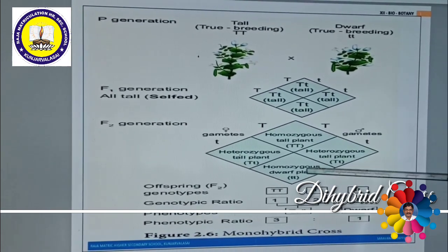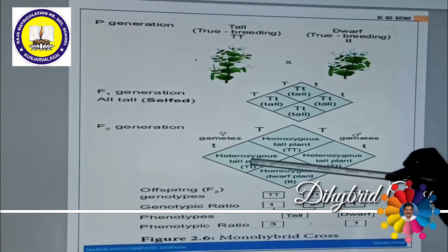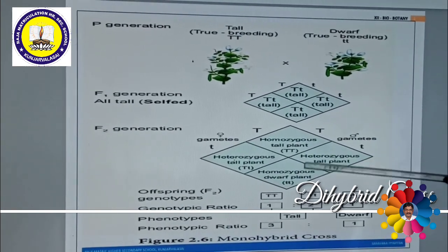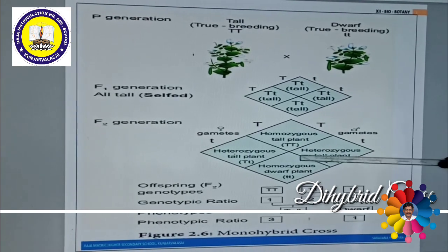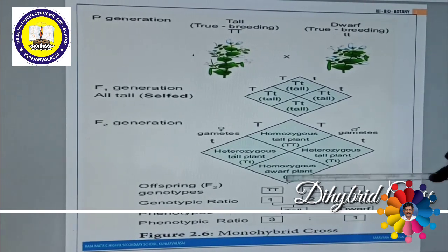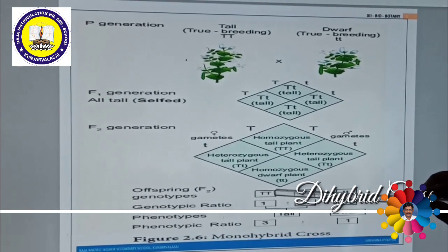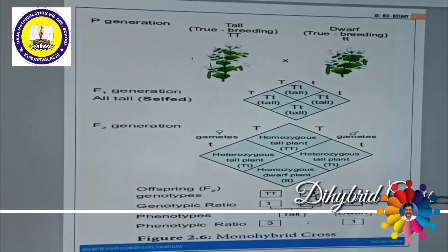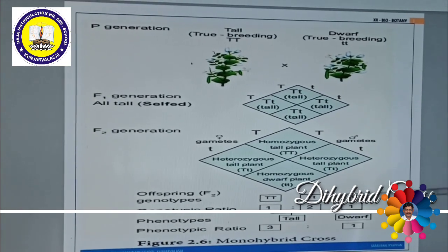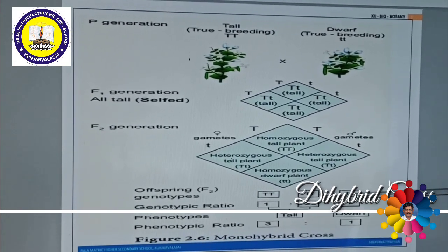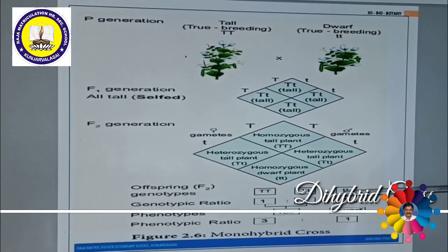Now the genotypic ratio: homozygous tall 1, heterozygous tall 2, homozygous dwarf 1. That is 1:2:1. So this is called the genotypic ratio. The genotypic ratio is capital T, capital T, homozygous tall 1, capital T, small t, heterozygous tall 2, and homozygous dwarf, small t, small t, 1. That is 1:2:1.